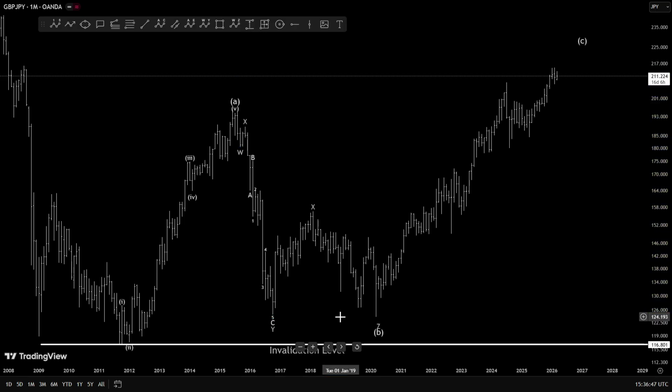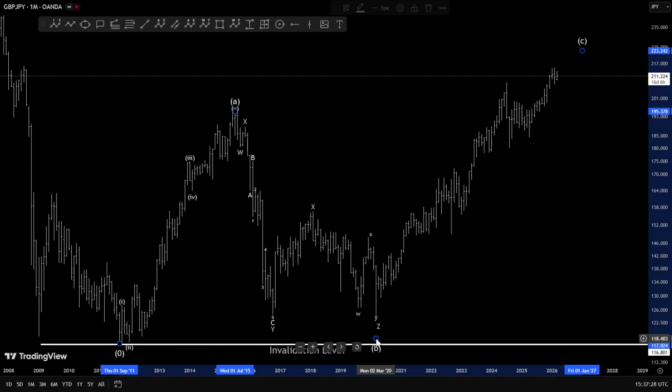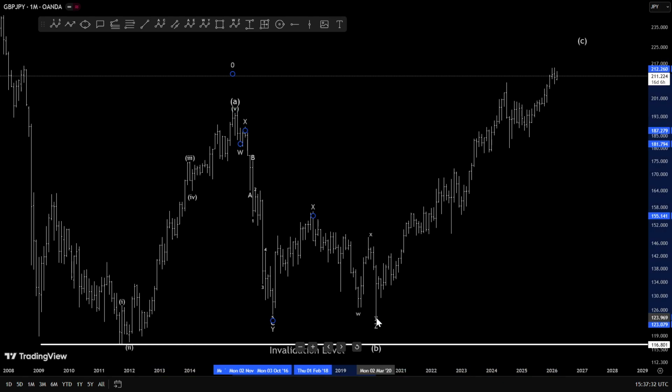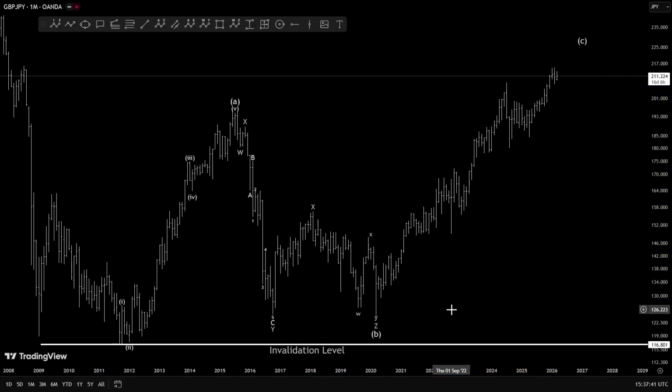Z gives us what is called a W, X, and Y, which is W, X, and Y. And that completes our corrective structure of wave B, which means wave B gave us what is called a triple three structure, which is W, X, Y, X, Z.